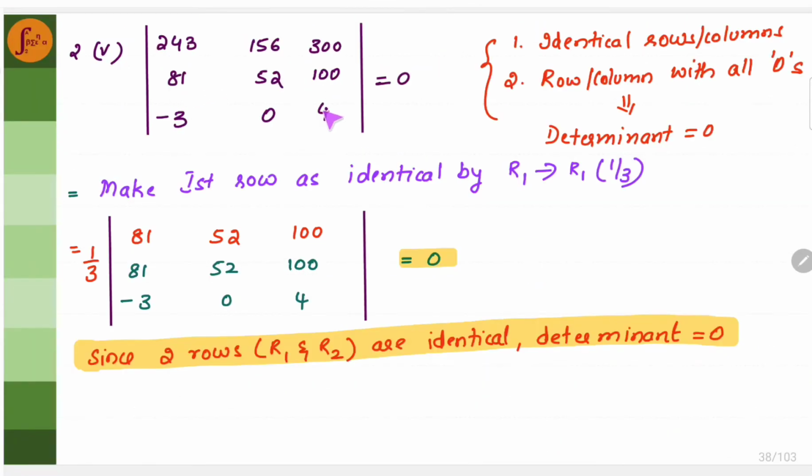So here we have all numbers in the determinant. We will have to somehow figure out a way where you can have 2 identical rows, or one particular row with all zeros. Now it seems that making 2 identical rows would be slightly simpler, because if you notice, all these elements are nothing but multiples of 3. So what you can do is take row 1 divided by 3. If you divide by 3, you will get 81, 50, 200, which is the same as row 2. Now you have identical rows, so you conclude that the determinant is 0.